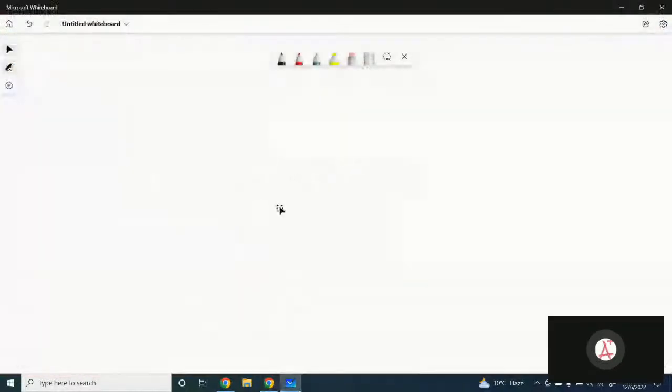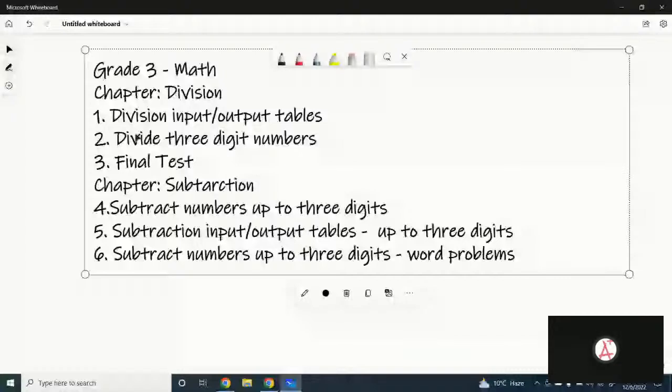So here is the list of the lessons we have just covered. We started with the chapter division. The lessons we covered from the chapter are division input output tables, divide 3-digit numbers, and the final test. The new chapter is subtraction. The lessons we've covered are subtract numbers up to 3 digits, subtraction input output table up to 3 digits, and subtract numbers up to 3 digits. Got it? So please make sure before the next session you have completed all the test questions on all the lessons we did today. Got it?